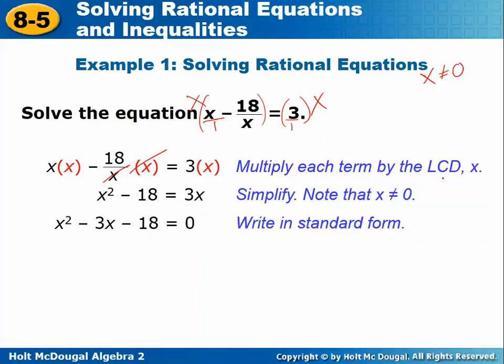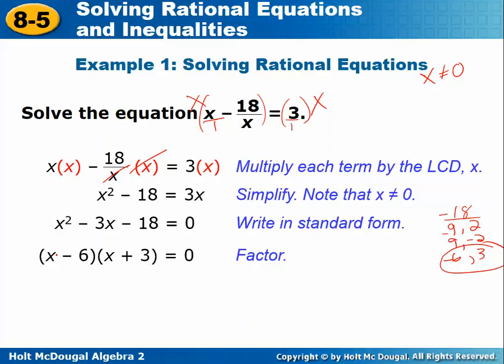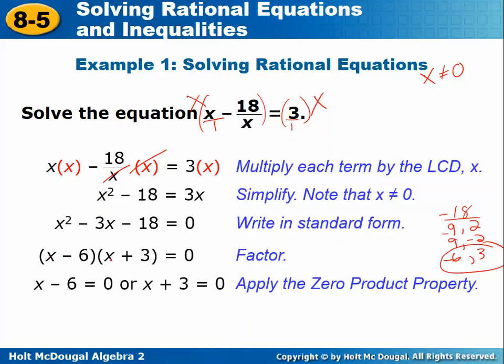The factors of negative 18 are 9 and 2, but one needs to be negative. That's not going to work. 6 and 3, and one needs to be negative. If I use these factors, when I add them together, I would get negative 3, which is the coefficient of the middle term. So I factor this to x minus 6, x plus 3, and now I can set each of these equal to 0. If x minus 6 times x plus 3 equals 0, that means either x minus 6 equals 0 or x plus 3 equals 0. So either x equals 6 or x equals negative 3.